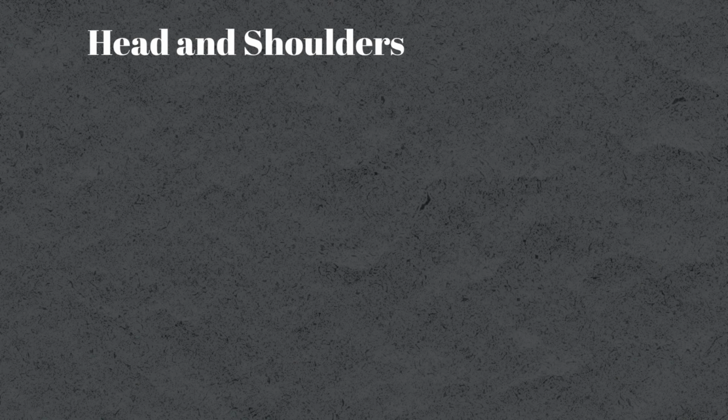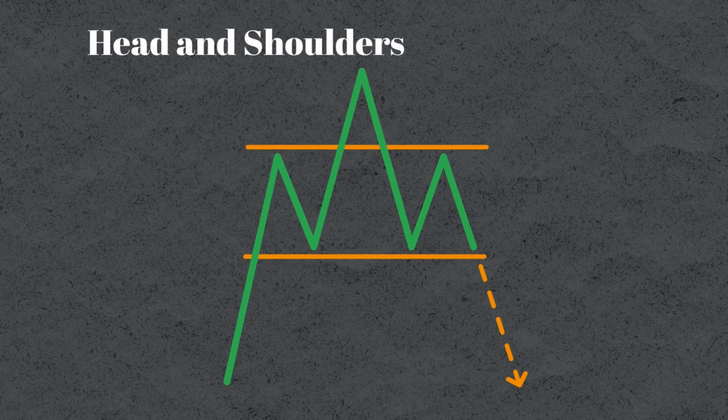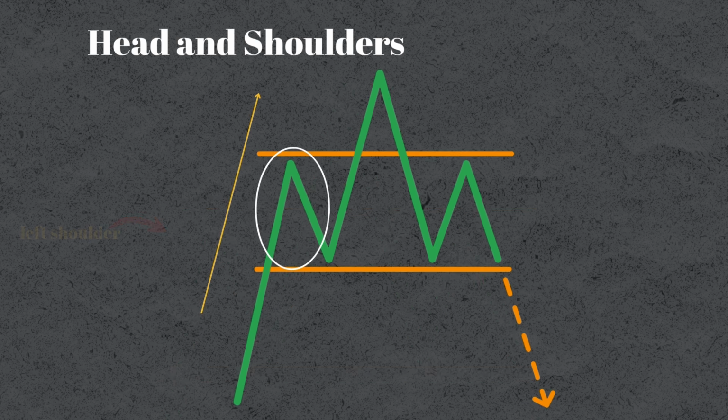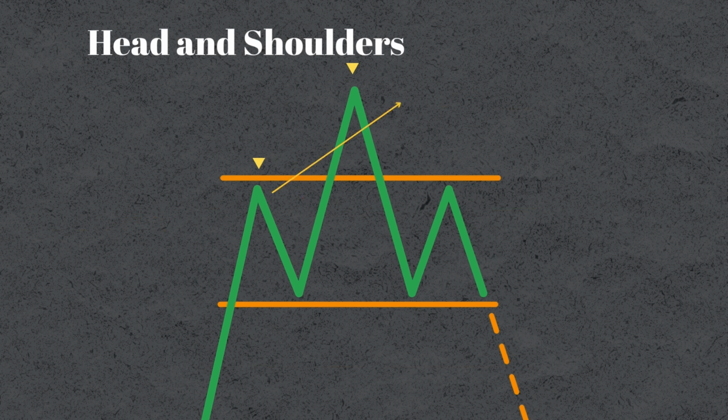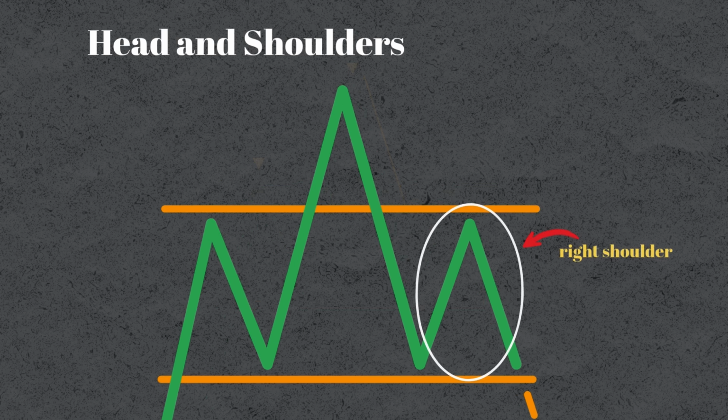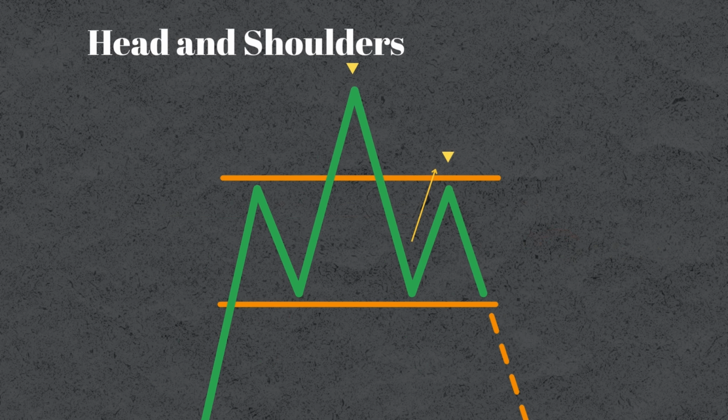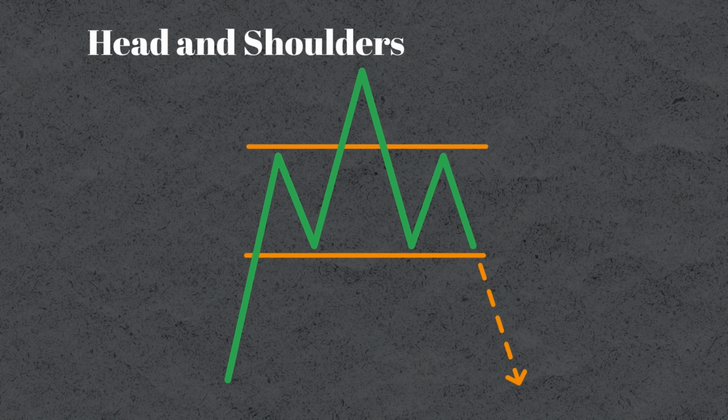The H and S pattern consists of three main parts. First, the left shoulder, the price rises, then pulls back a little. Then comes the head, the price rises again, and forms a higher peak. Finally, the right shoulder, the price tries to rise again, but isn't as strong as before, forming a lower peak. This three-part structure tells us one thing: buyers are losing strength and sellers are gaining control.